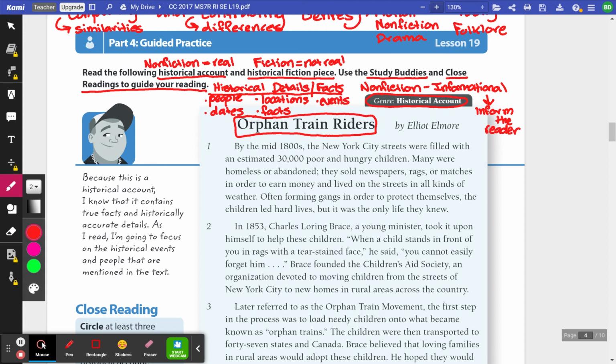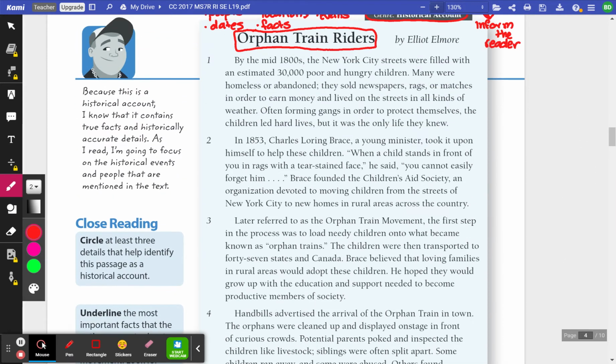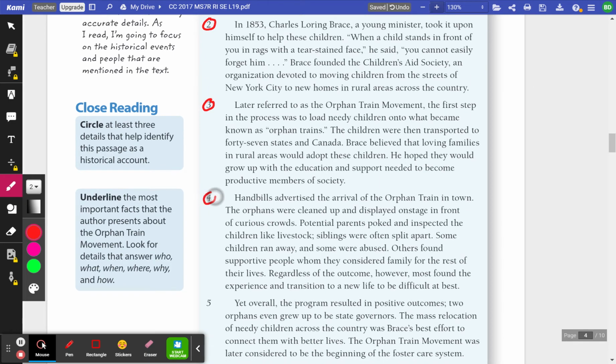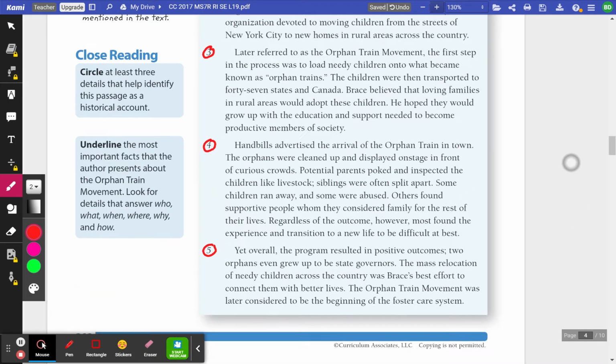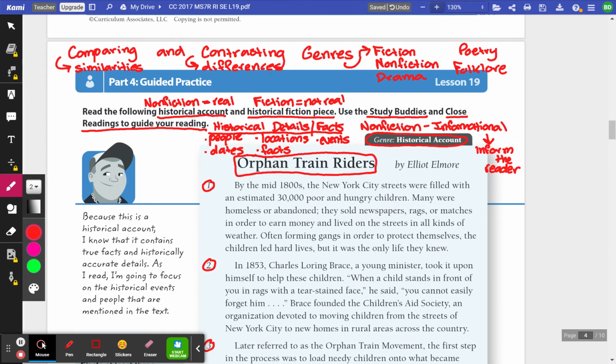So since this is a part 4, I am not going to read this to you. You're going to have to read this one on your own. But I'm going to go ahead and talk about a couple of things with you before I turn you loose and let you do this. So, the first thing I want us to do together is look at our paragraphs. They're numbered for us, so I'm just going to circle the numbers to make sure I know exactly how many paragraphs I have. And for this passage, I have 5 paragraphs to read.